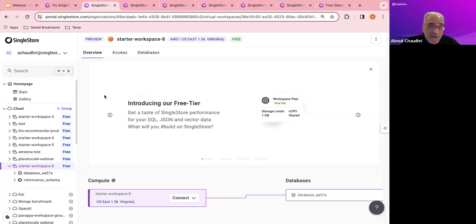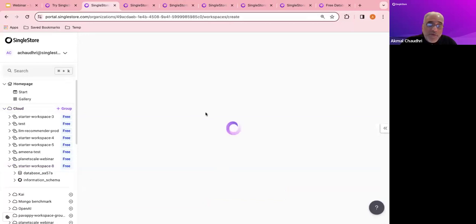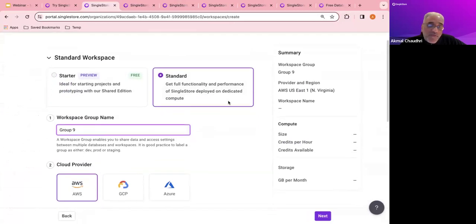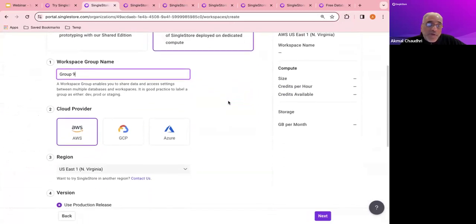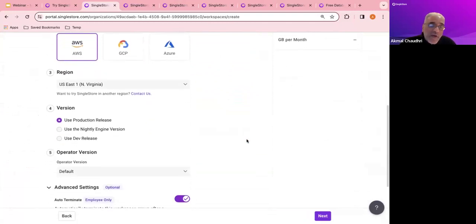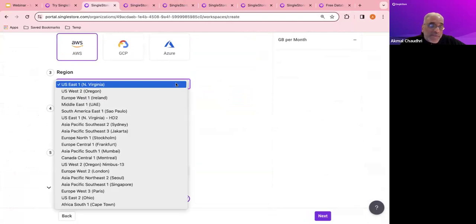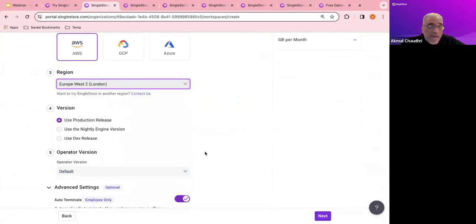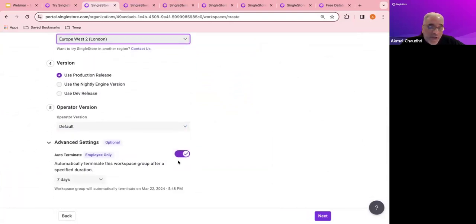Another way is if you want to use the standard approach here, which is on the right-hand side, much more configurable in terms of what you can do. You can choose your cloud provider here, okay? As Vijay mentioned, we do support the other major cloud providers, GCP, Azure, and you can select from many regions here. So if I was doing something physically closer, Europe West 2, London for me, there's a whole bunch of other settings here as well, for example, auto terminate and so on. And then all I need to do is just click on next here.